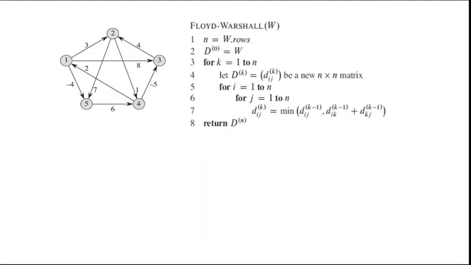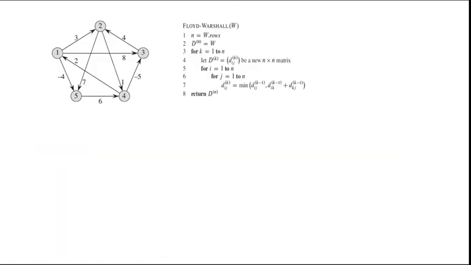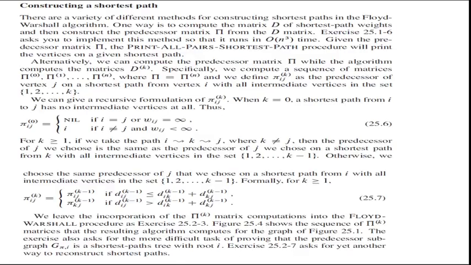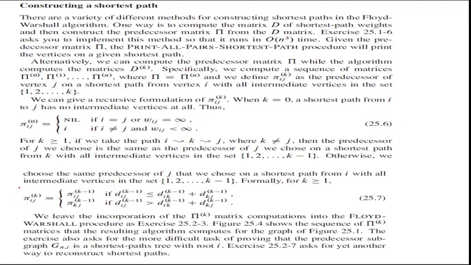Now I will go to the algorithm itself. This is the algorithm, this is the graph. We have to calculate 2 things: one is the cost matrix, another one is the predecessor matrix. One is D0, the initial matrix, which I will show you. Another one you also have to calculate is the pi matrix, which is the predecessor matrix.